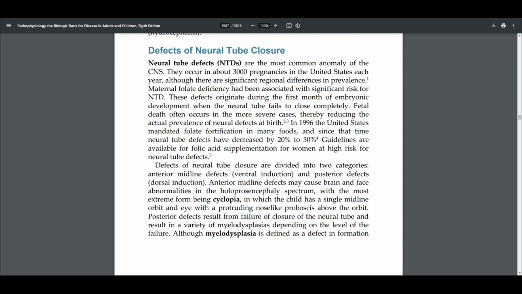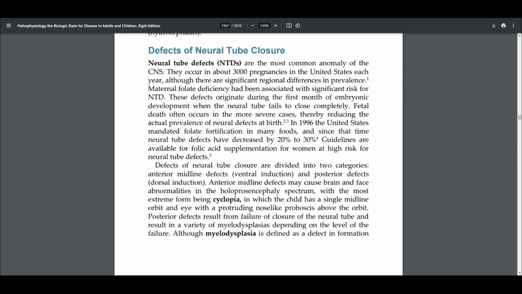Maternal folate deficiency has been associated with significant risk for neural tube defects. These defects originate during the first month of embryonic development, when the neural tube fails to close completely. Fetal death often occurs in the more severe cases, thereby reducing the actual prevalence of neural defects at birth.